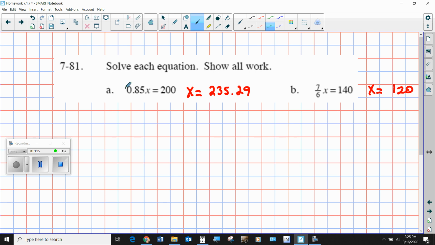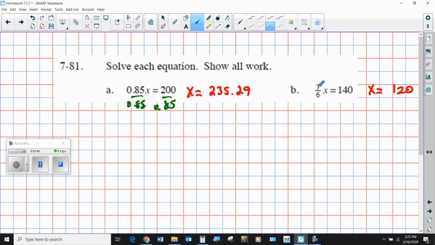Solving each problem. All right, so how do we solve these problems? Whatever you do to one side of the equation, do the same thing to the other. So if we divide each side by 85 hundredths, you end up with 200 divided by 85 hundredths. Use your calculator to get this answer.